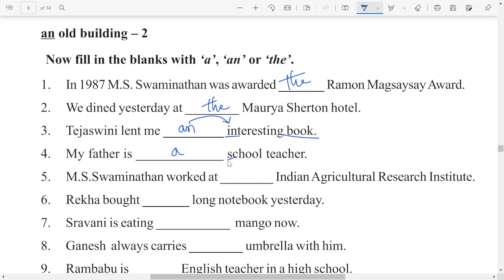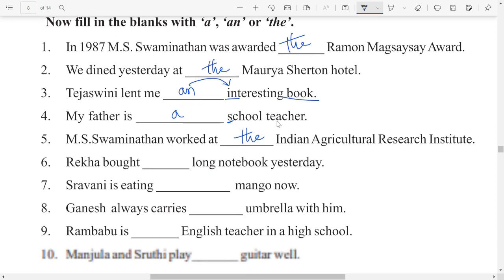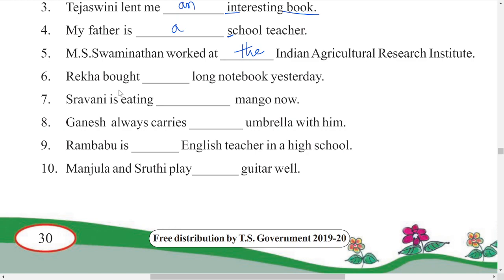A school teacher, because the sound is here consonant. Next, MS Swaminathan worked at dash Indian Agricultural Research Institute. Indian Agricultural Research Institute, that is very particular, so here again you have to use only the, that is, only unique, that is only one. Next, Rekha bought dash long book yesterday. A long book or an long book, you have to use a here because L is consonant sound.